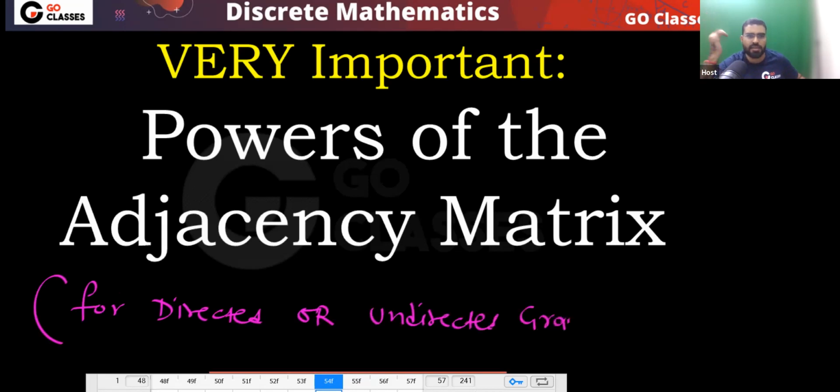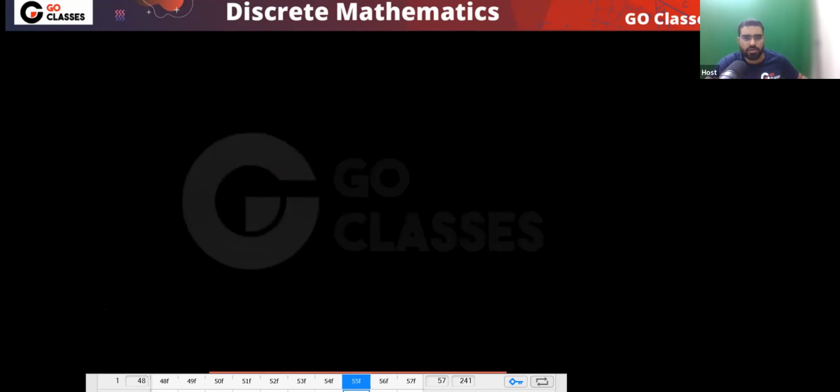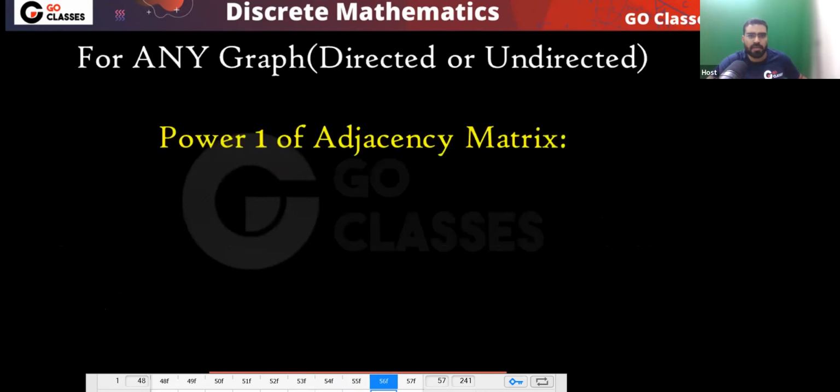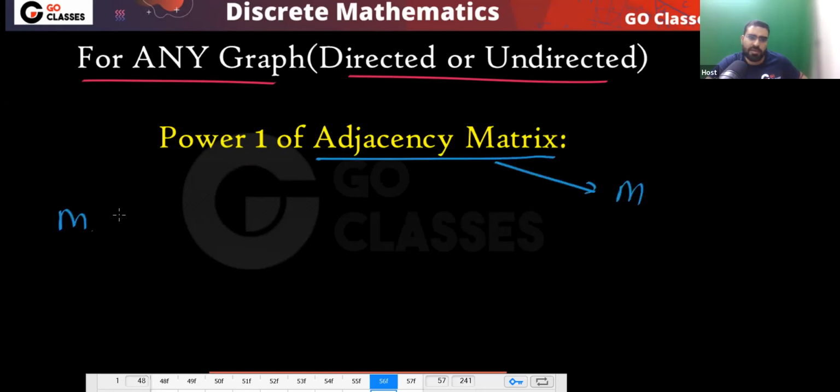What can we say when you take the power of the adjacency matrix? So let's see this one. For any graph, directed or undirected, if I do power 1, what will I get? If I do power 1 of the adjacency matrix, then I will get the adjacency matrix itself. Yes or no? Let's assume there is an adjacency matrix M. Now, if I do power 1, that will be same as M.